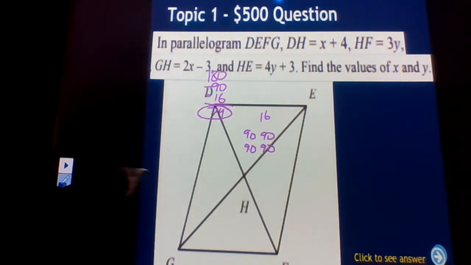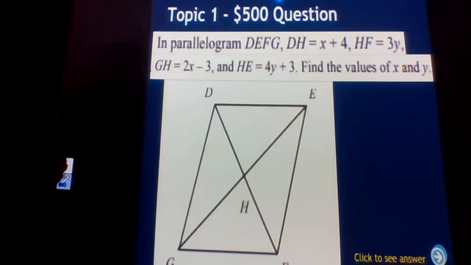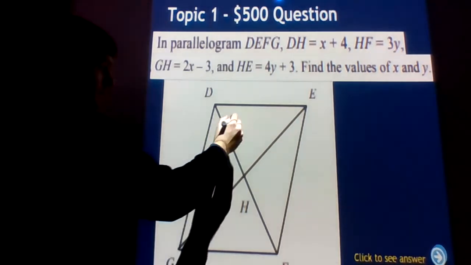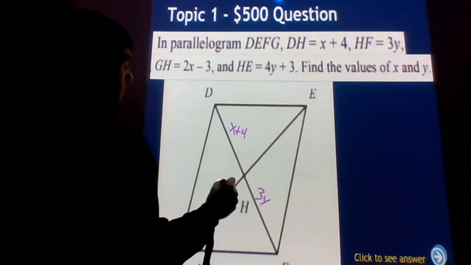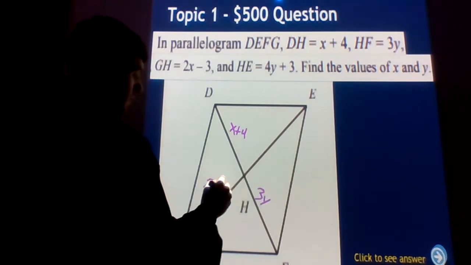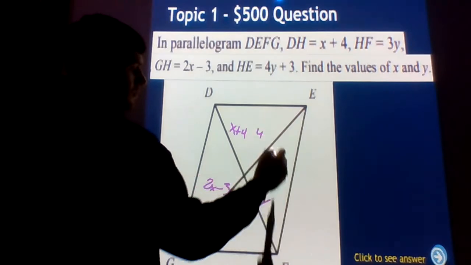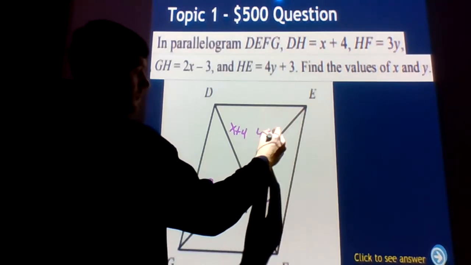Okay, the next one we have a parallelogram. DH is x plus 4. HF is 3y. GH is 2x minus 3. And HE is 4y plus 3.